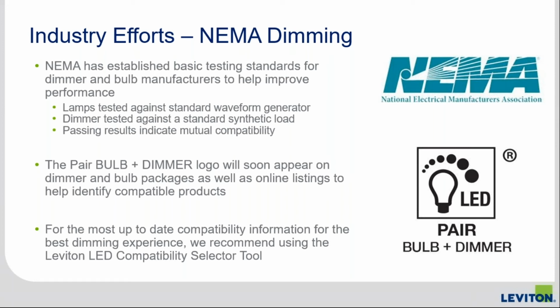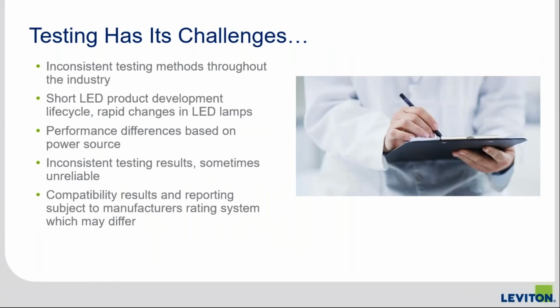And what you'll see from the bulb manufacturers and the dimmer manufacturers is that logo in the lower right appear on the cartons. So once a manufacturer has tested for compatibility in accordance with the NEMA standards, you'll see that logo. And in a few short months, you'll be seeing that across the Leviton dimmer family. You'll be seeing that on our packaging. But one of the challenges there is you're really still not testing a dimmer with a specific bulb. You're testing it with synthetic loads and synthetic generators. So that's why we recommend coming to the Leviton website.